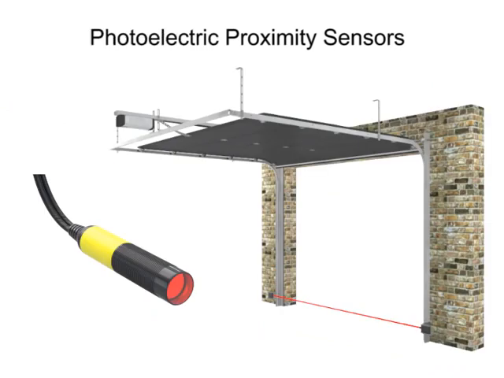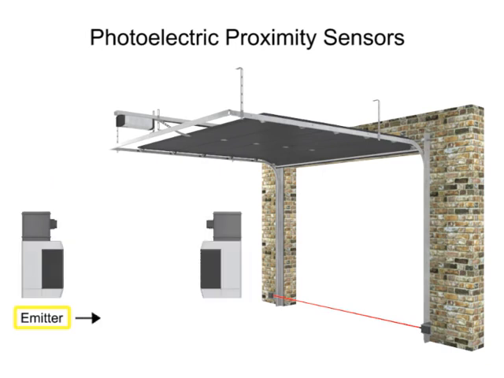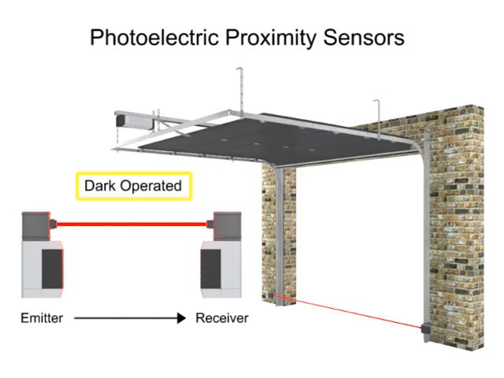Photoelectric sensors have the greatest detection range, from 1 mm to 25 meters or more. They operate by the use of an emitter, which transmits a beam of light to the receiver. When the light is normally being received, it is known as dark-operated mode. When the absence of light is required, it is known as light-operated mode.